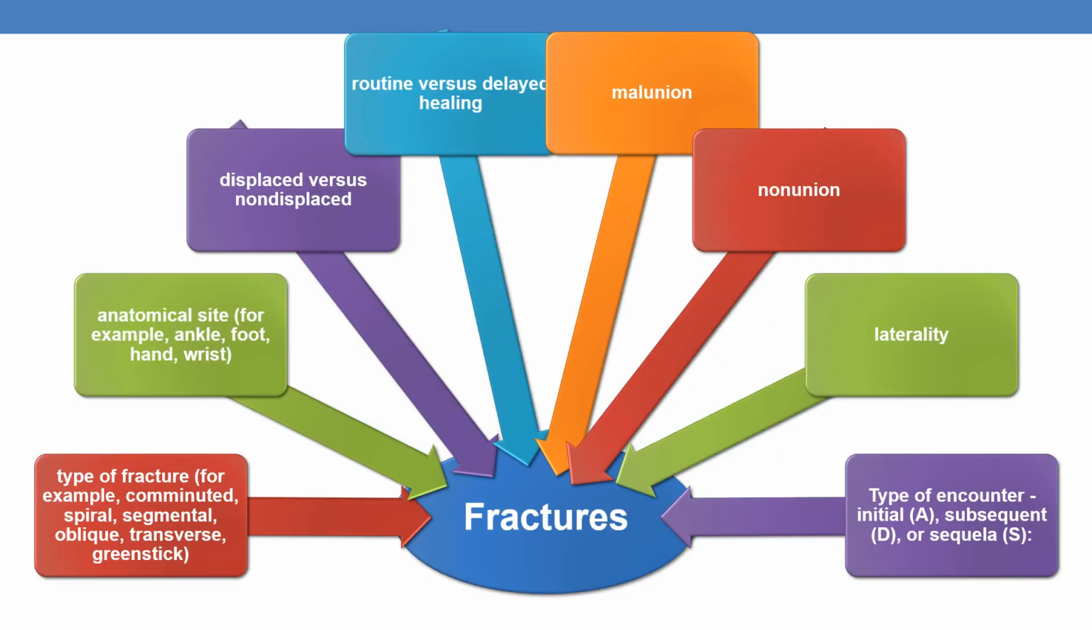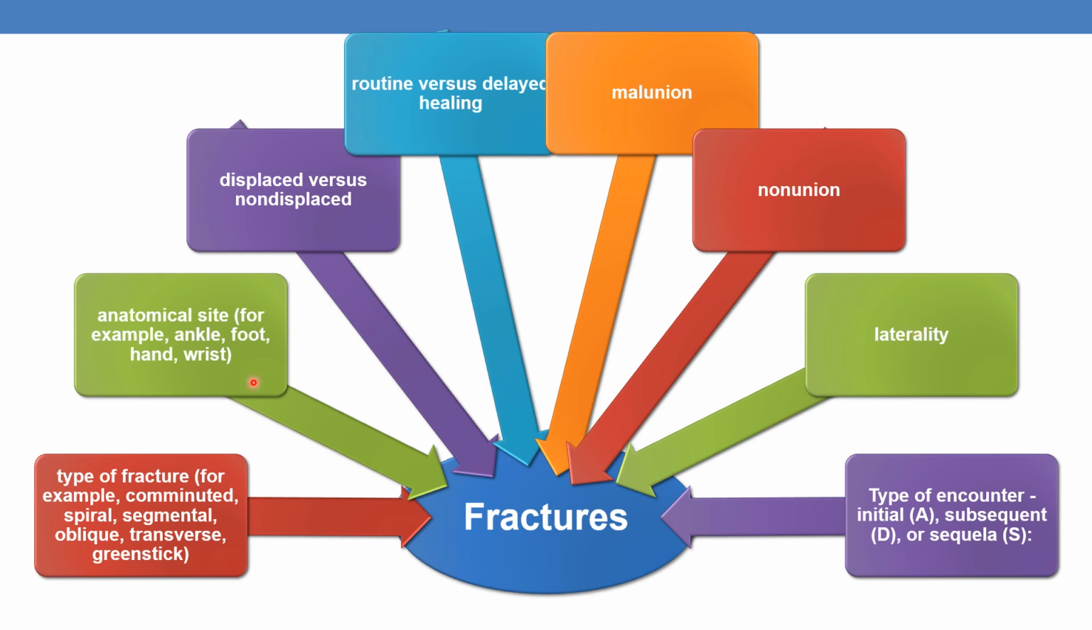Now let us discuss fractures. Generally, the code assignment is based on various factors. The first one is type of fracture, for example, whether it is comminuted, spiral, segmental, oblique, transverse or greenstick. The next is anatomical site, for example, whether it is ankle, foot, hand or wrist. The next, we will check whether it is displaced or non-displaced. The next is whether it is routine healing or delayed healing. Next, if there is any malunion or non-union.